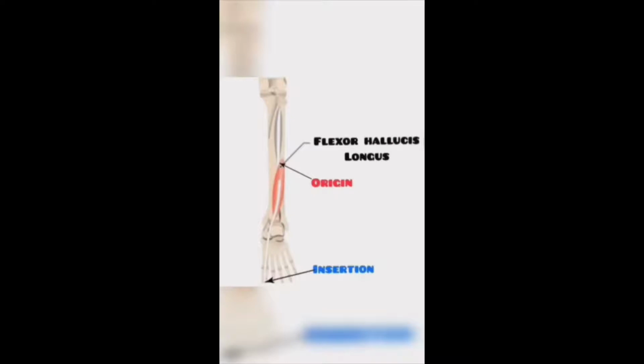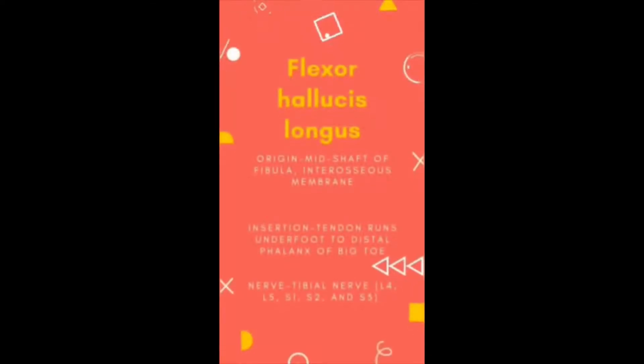Flexor hallucis longus. Origin: mid shaft of fibula, interosseous membrane. Insertion: the tendon runs underfoot to the distal phalanx of the big toe. Nerve: it is innervated by the tibial nerve L4, L5, S1, S2 and S3.